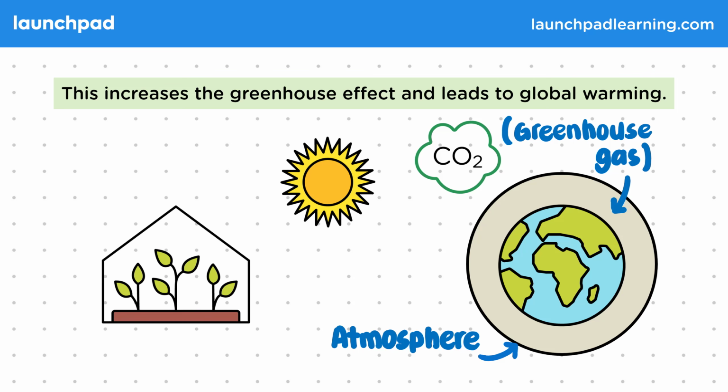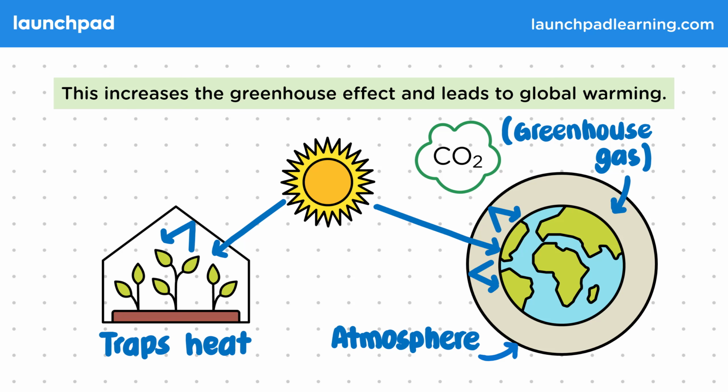Just like the glass in a greenhouse lets through energy from the sun and traps the heat in, carbon dioxide acts in the same way in the atmosphere of the Earth. It traps heat from the sun and warms up the Earth. So in addition to global warming, what other consequences are there of deforestation?